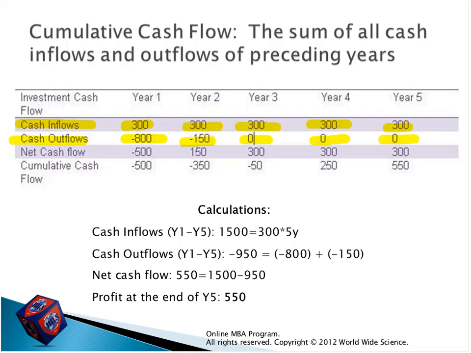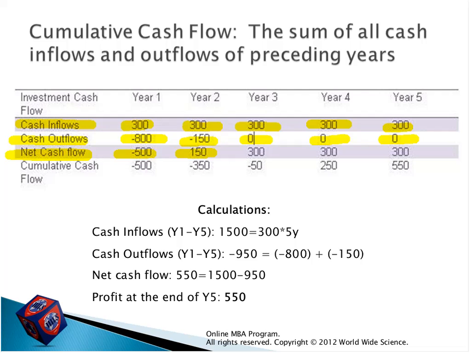Let's see the net cash flows. Actually, the net cash flow is the difference between inflows and outflows for each year. The first year is 500 in negative amount. In the second year it is 150. This is a simple calculation: 300 minus 150, you get 150 of net cash flow. You have to take cash inflows minus your cash outflows, and you will get the net cash flows.